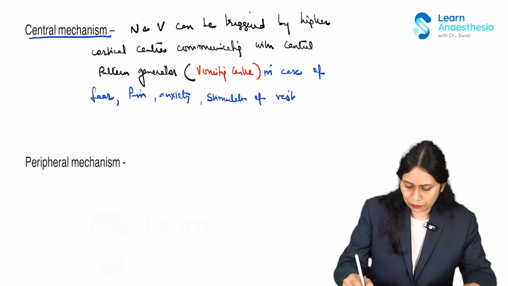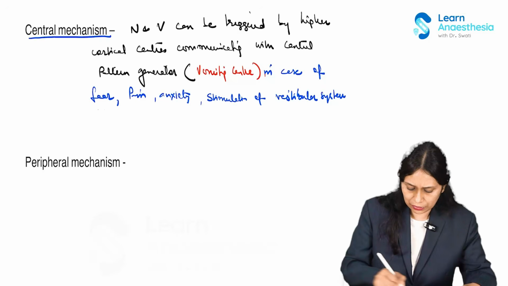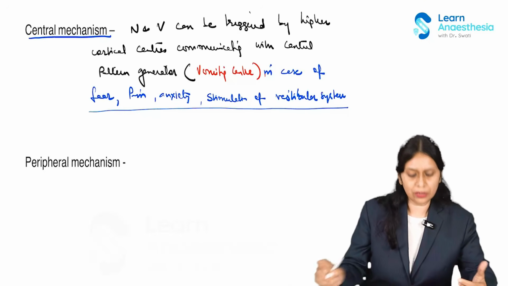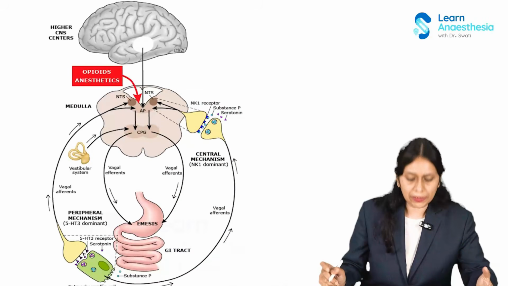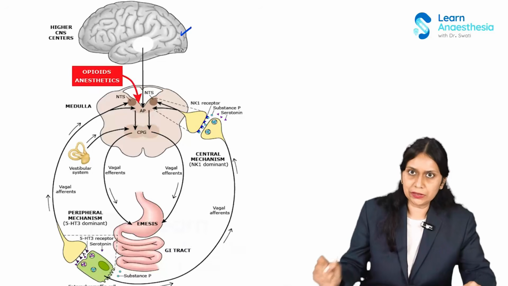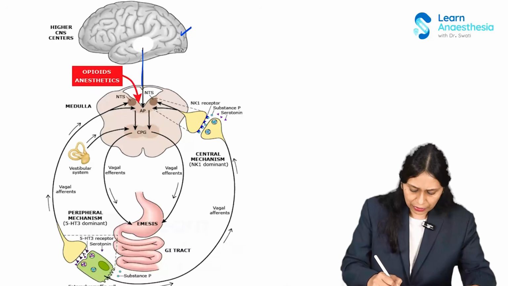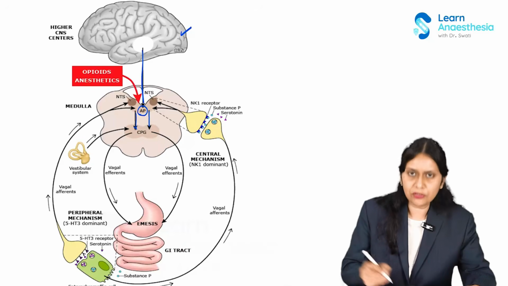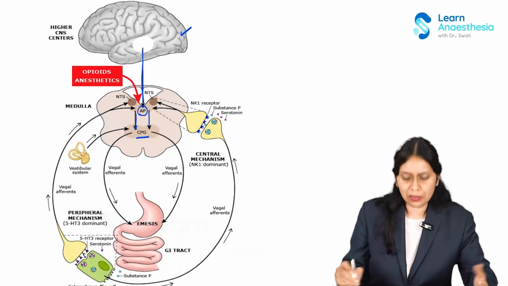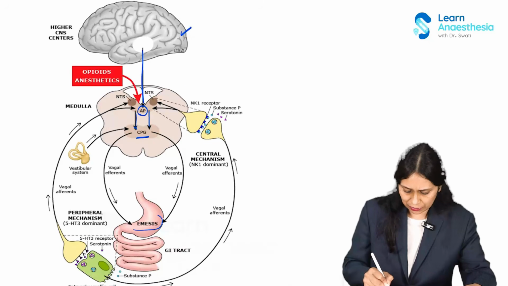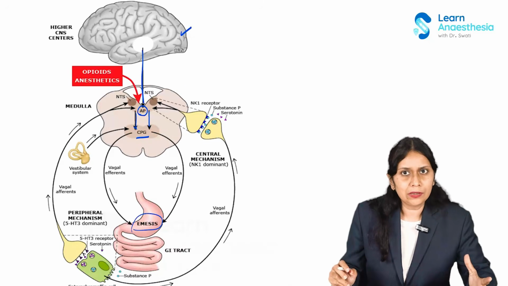Stimulation of the vestibular system. So these are the different stimuli for the central mechanism of nausea and vomiting. If you see this diagram, this is the higher CNS centers, which can directly stimulate the area postrema, which would stimulate the central pattern generator, which is the vomiting center, and which will send the vagal afferent and will cause the emesis, right? So this is your central mechanism.